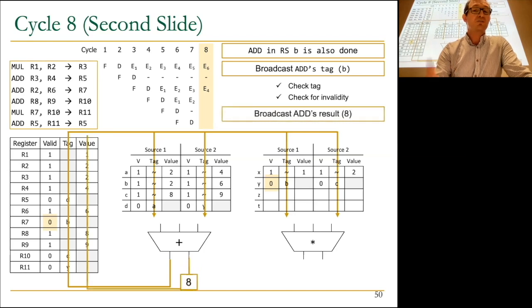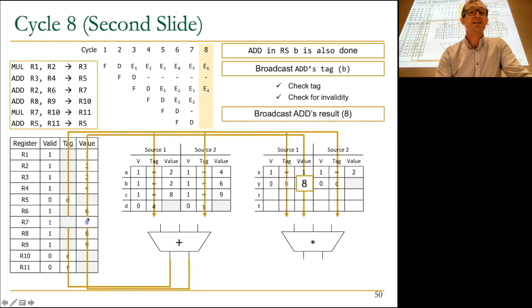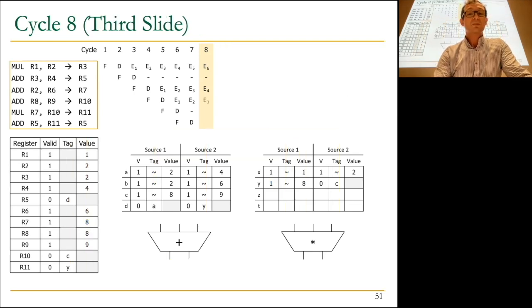Okay, so we also broadcasted the value, of course, and everybody who was waiting for tag B captures the value 8. Now that looks good. Our register 7 becomes 8. This instruction, one of its sources becomes valid, but unfortunately the second source is still invalid, so it cannot execute. So it needs to wait for the second source. Okay, so nothing else that's interesting happens in cycle 8, let's say. The other instruction is executing, multiply, the other instructions are still waiting.